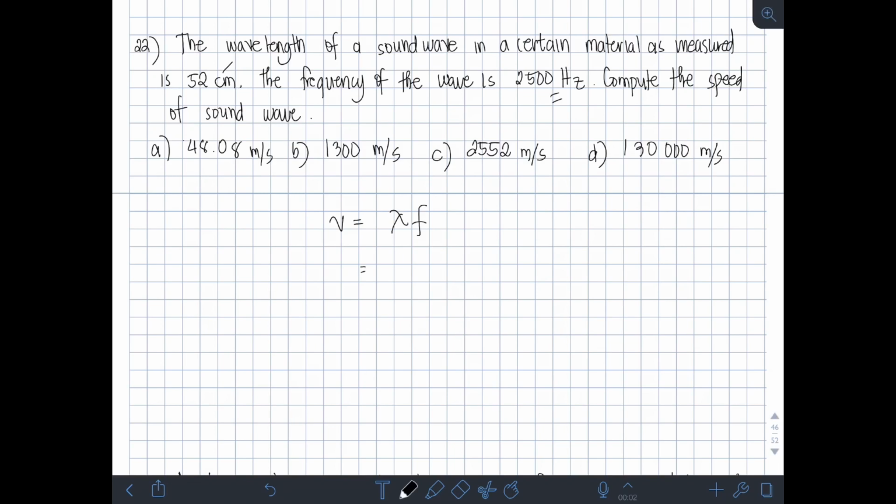Okay, so dahil yung mga choices natin is in meter per second, so gawin nating meter itong 52 cm. So magiging 0.52 meter. Then times frequency na 2,500 Hz. So unit natin dito is meter per second. So 0.52 times 2,500 is equal to what? 1,300. So the answer is letter B.